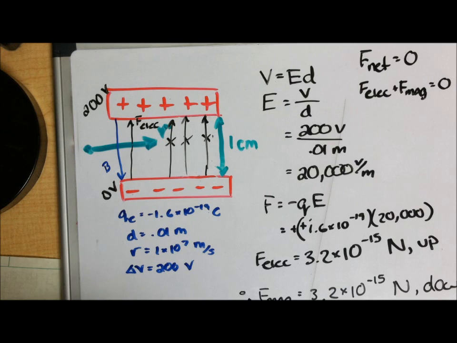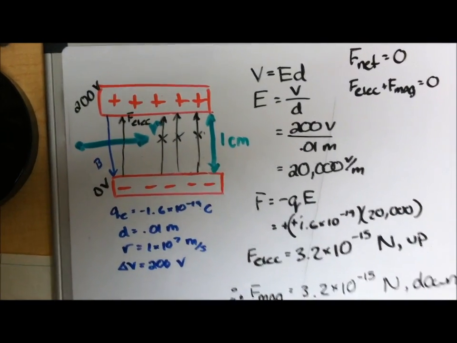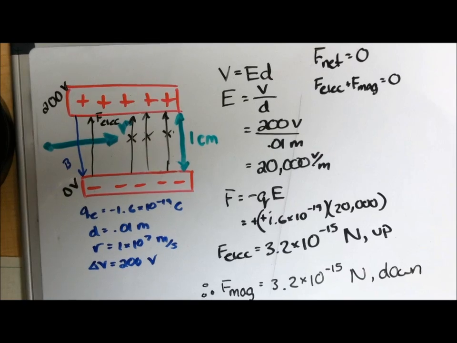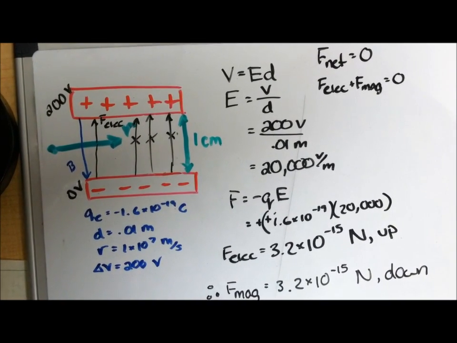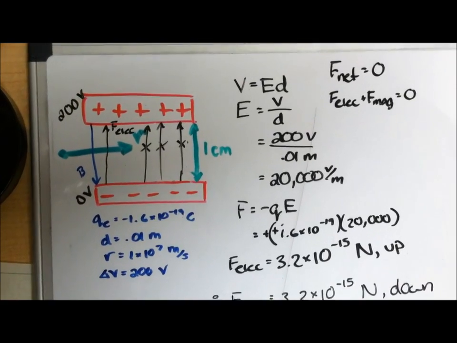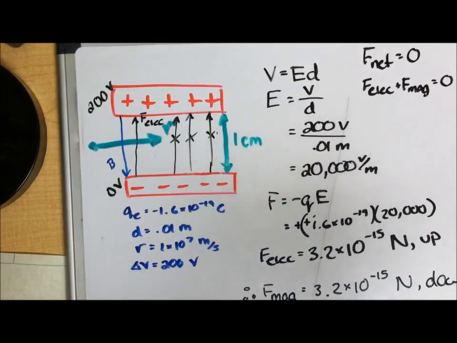So we know there's going to be an electric force on it, and we know there's going to be a magnetic force on it, and ultimately there's going to be F net equals 0 because there's no net deflection. So we've got that up in the top right corner there. F net equals 0, so F electric plus F magnetic. Those forces are going to sum to equal 0. And so now we can get on with the problem.